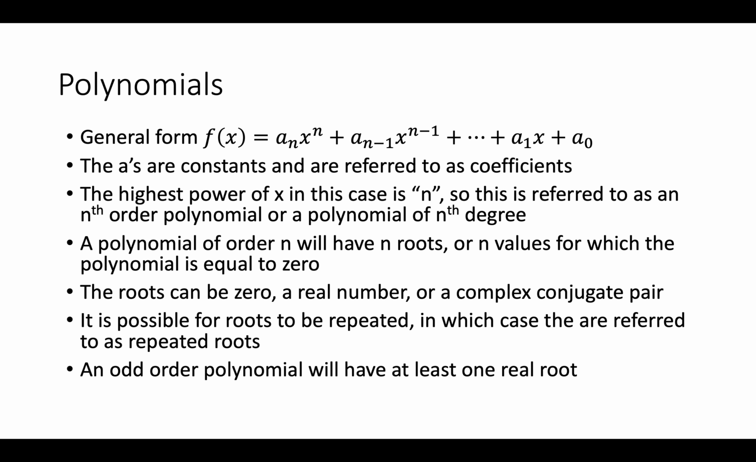A polynomial of order n will have n roots, or n values for which the polynomial is equal to 0. The roots can be 0, they can be a real number, or they can be a complex conjugate pair. It is possible for roots to be repeated, in which case they're referred to as repeated roots, or second order roots, and so on. An odd order polynomial will have at least one real root.